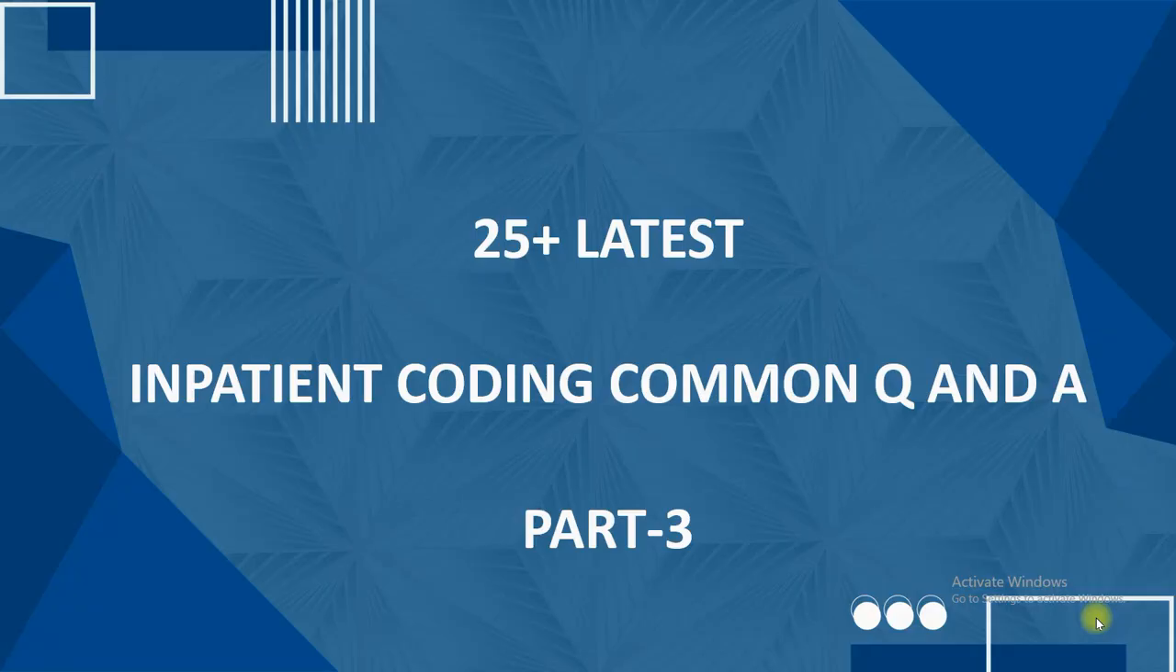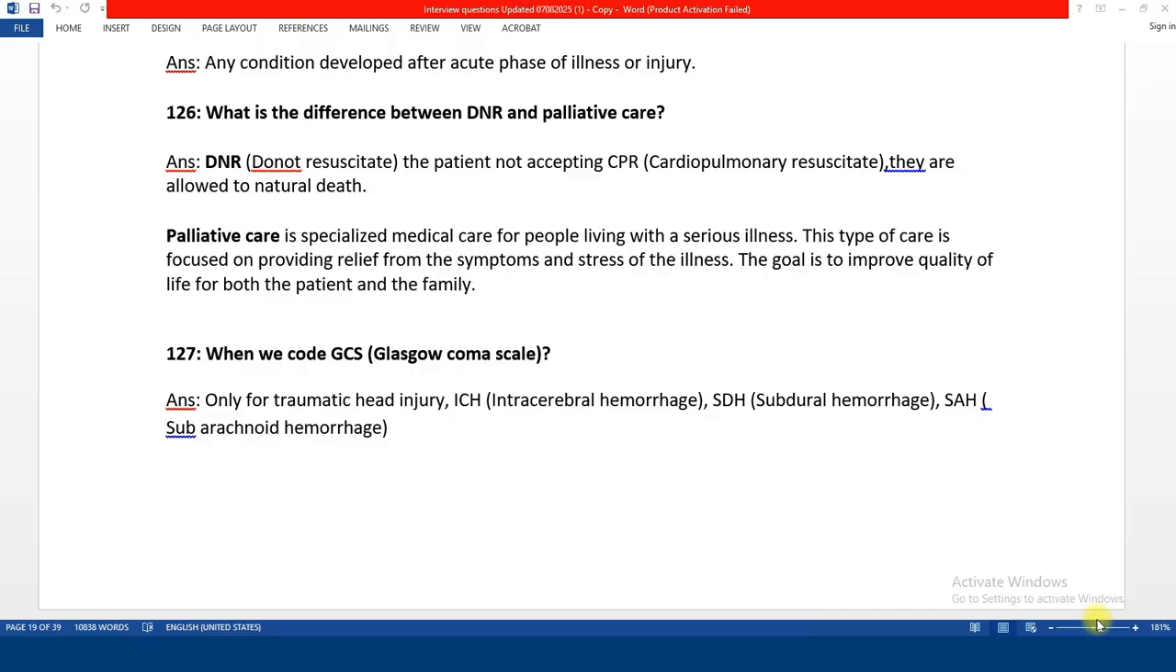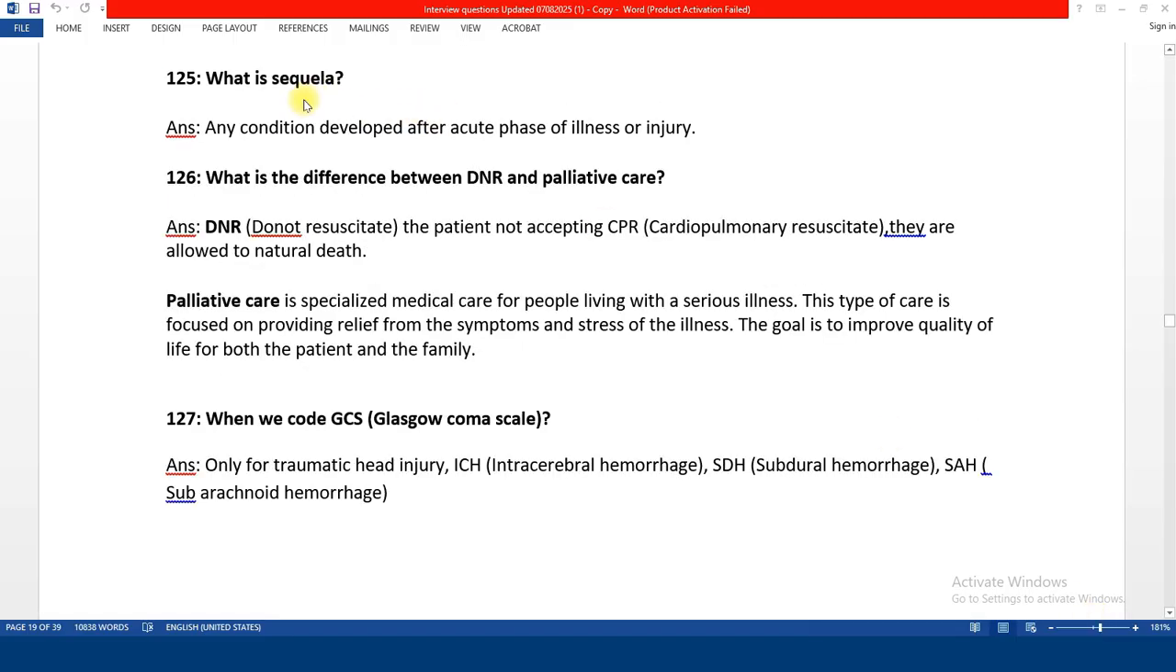Today we will learn 25 plus latest inpatient coding common Q&A part 3. So if you missed part 1 and part 2, please watch them too. In part 2, we stopped at what is sequela. So any condition developed after acute phase of illness or injury is called a sequela. So mostly we will use 7th character S for the sequelas.